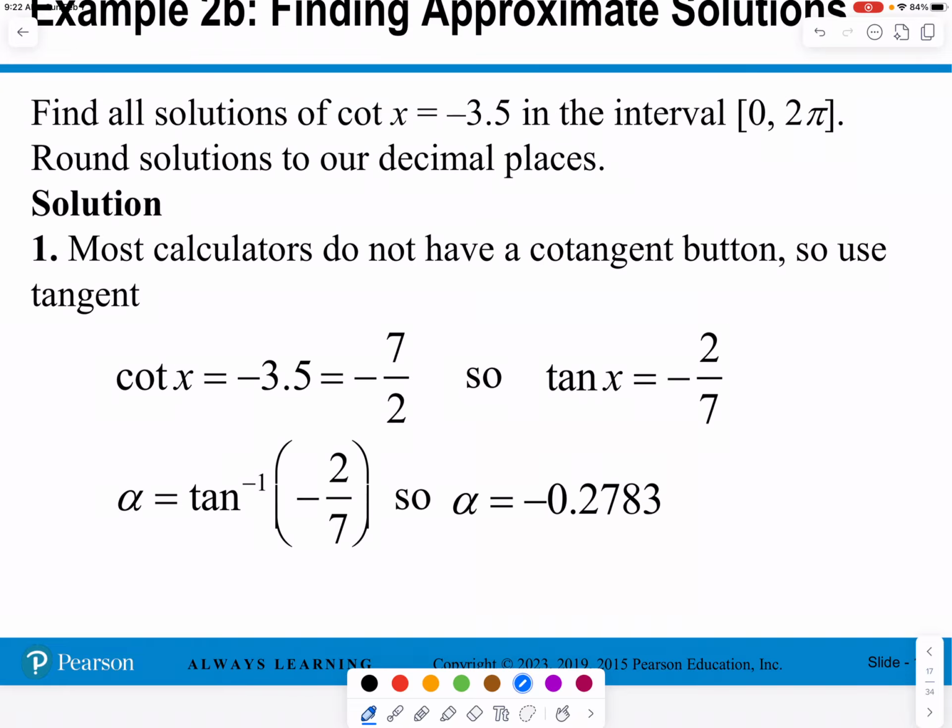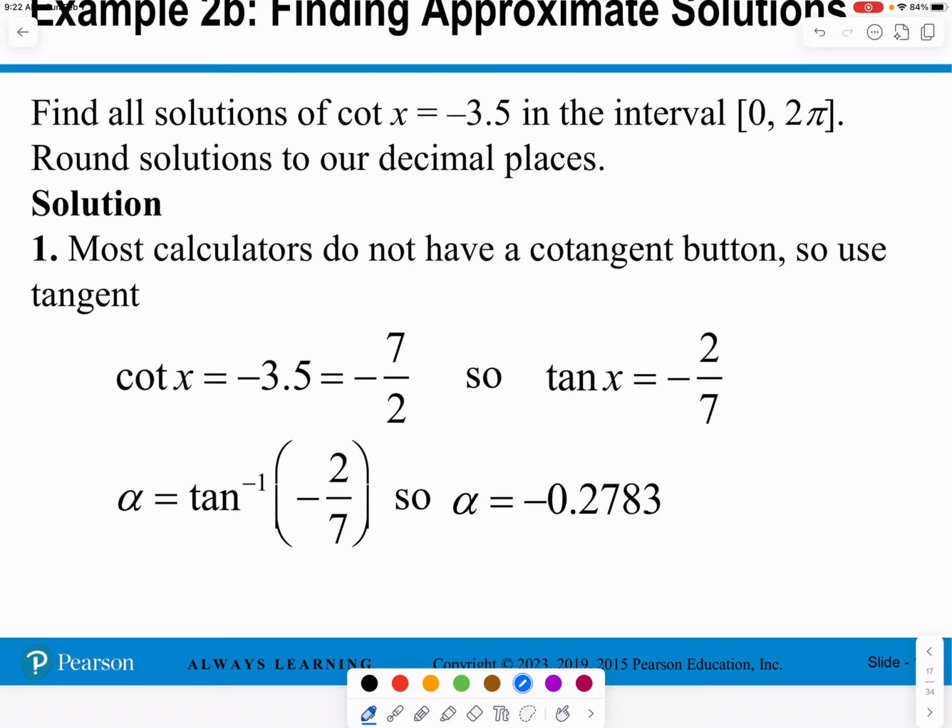One thing off the rip, they rewrote cotan in terms of tan. We ended up using the cofunction property. I think that made it a little bit worse. So what they did, they used the reciprocal property, right? Cotan equals a negative 3.5. So if cotan is 1 over tan, then our tan is going to be equal to a negative 2 over 7. So then you work it from there.